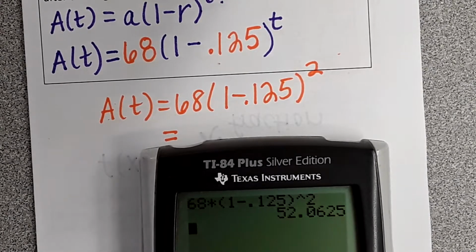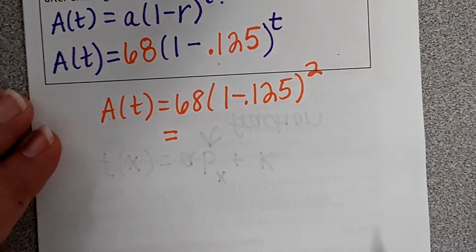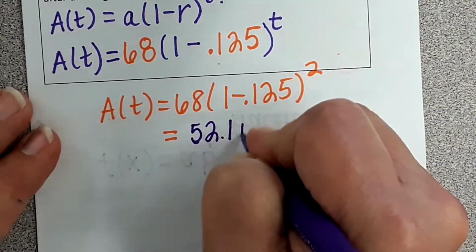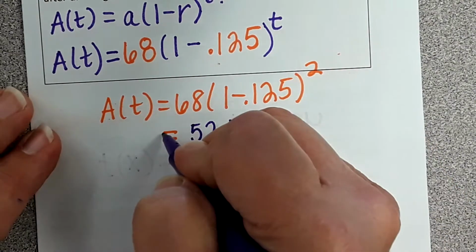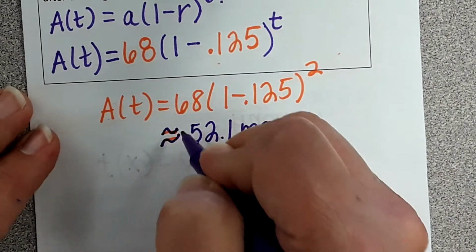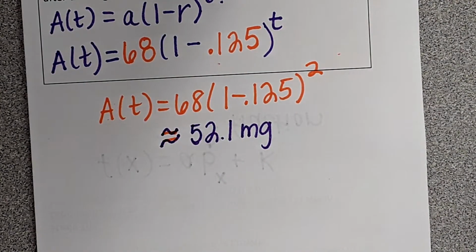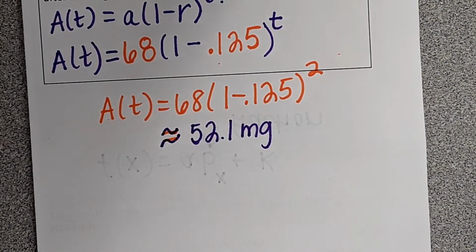We're going to hit enter. Did you guys get 52.0625? So we're going to round that to 52.1 milligrams. It's an estimating problem, so you need to change that equal sign to approximately equal. Are there any questions about how I did that or what you're expected to do tonight?